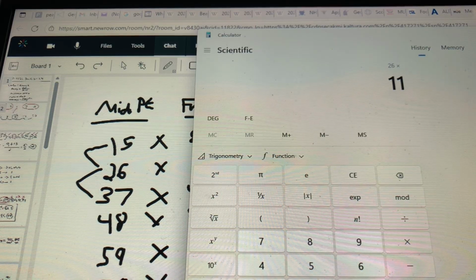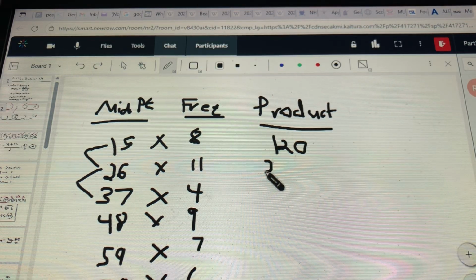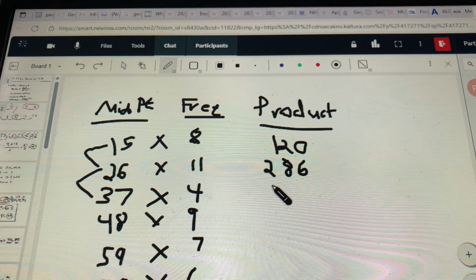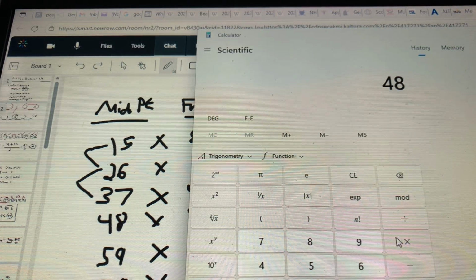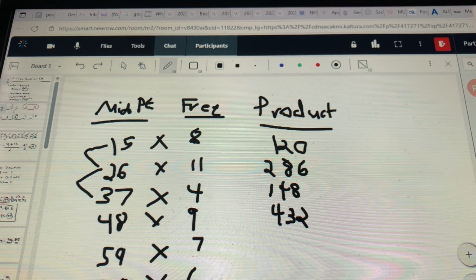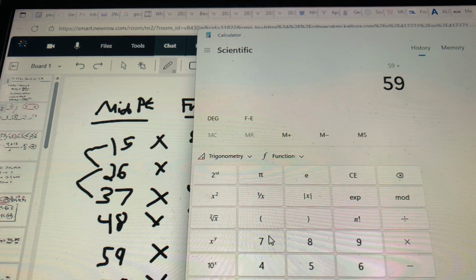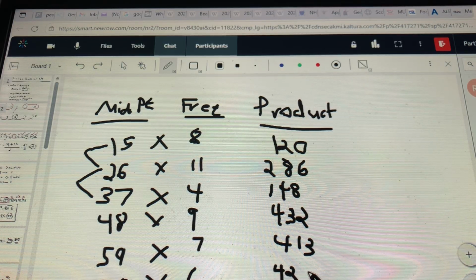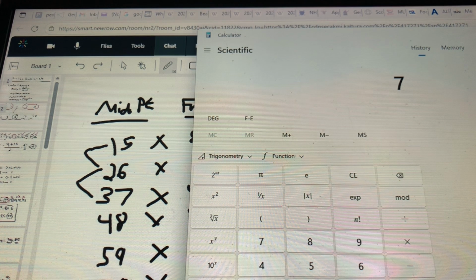There's a trick for multiplying by 11. 286. 37 times 4, 148. 48 times 9 is 432. 59 times 7 is 413. And since 7 times 6 is 42, you could just do 42 and put a 0 on the end of it. But 70 times 6 is 420.